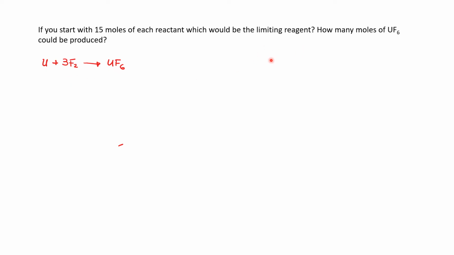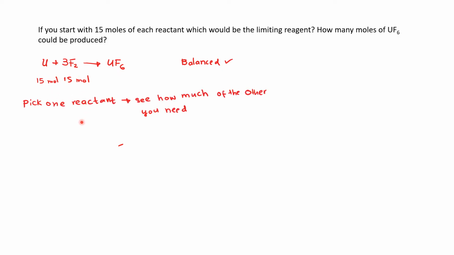The one you have in excess is called the excess reagent. So let's look at this equation. First, make sure it is balanced. It is balanced. So you have 15 moles of uranium, 15 moles of fluorine. What we are going to do is pick one reactant and see how much of the other you need. Let's pick uranium. When you look at the stoichiometric coefficients, you see 1 mole of uranium reacts with 3 moles of fluorine.